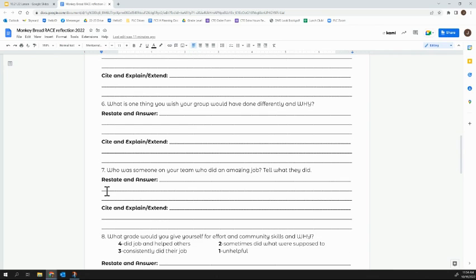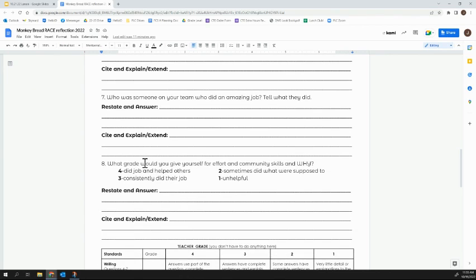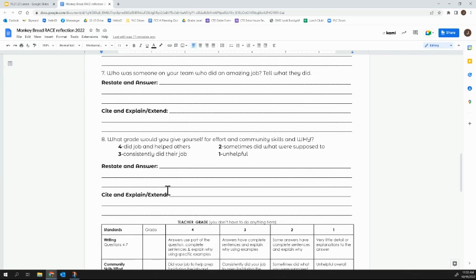You're explaining to me. Number 7, who was someone on your team who did an amazing job? Tell me what they did. Okay. So this is a chance to brag about someone. And then number 8 is a chance to brag about yourself. So what grade would you give yourself for effort and community skills? So were you doing your job? Were you being helpful? Were you being kind? Were you being accountable, engaged, safe, kind, or the Viking way, right? So tell me about that.